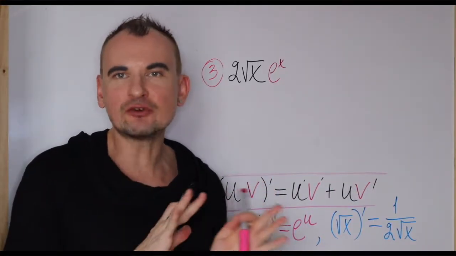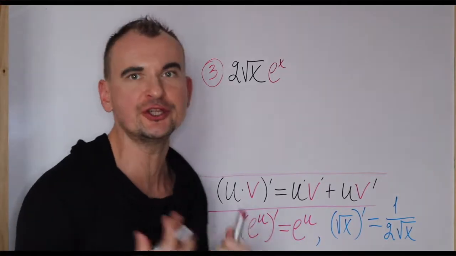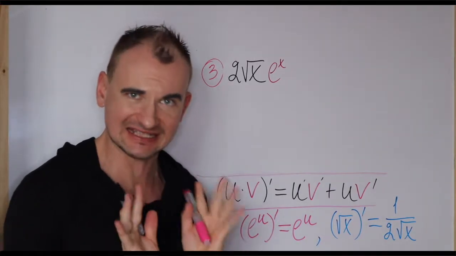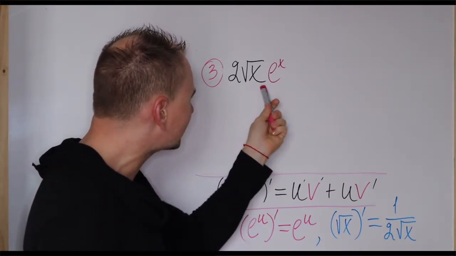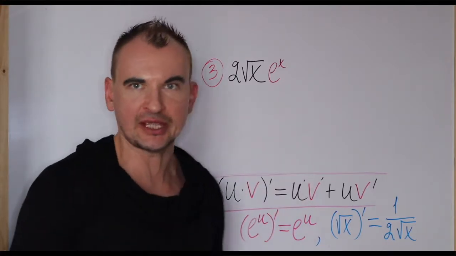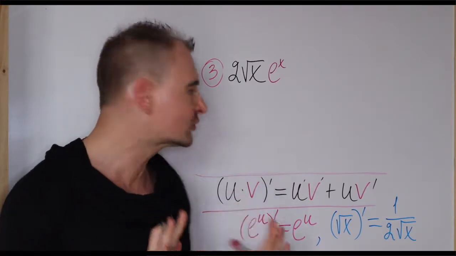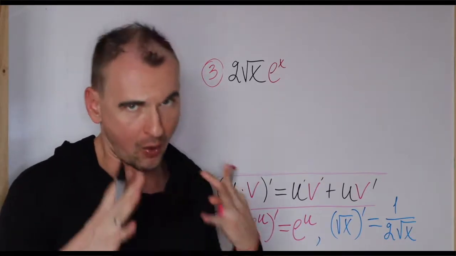Alright, the last thing I want to leave you with: 2 square root of x e to the x. So you need to differentiate this function with respect to x. Again, your first term u is going to be 2 square root of x, and your second v is going to be e to the x. Again, stick to this pattern, stick to this product rule, and you're all set.